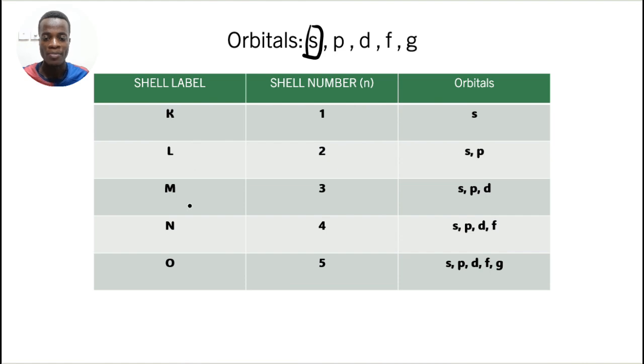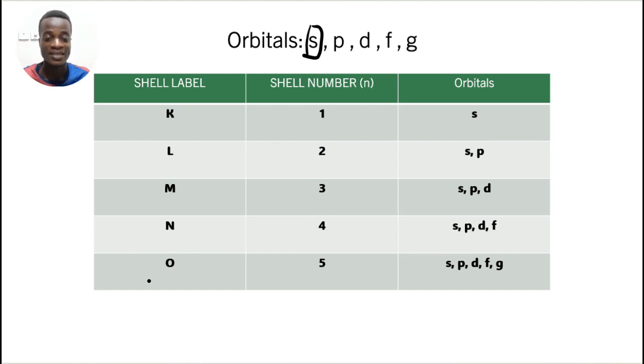Now, if you go to the M shell, which is shell number 3, we are going to have 3 orbitals, right? On every shell, we need to start from S, so it's S, P, D. Are we fine? Okay. Now, the N shell is shell number 4, so you need to have 4 orbitals. So we start from S, P, D, F.